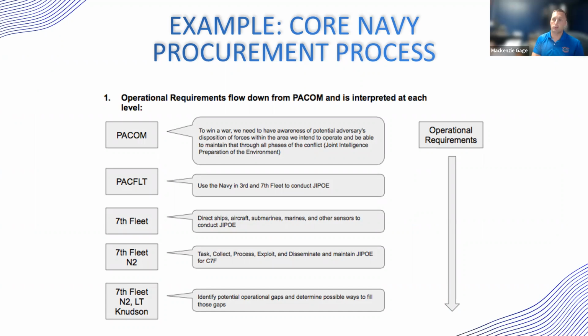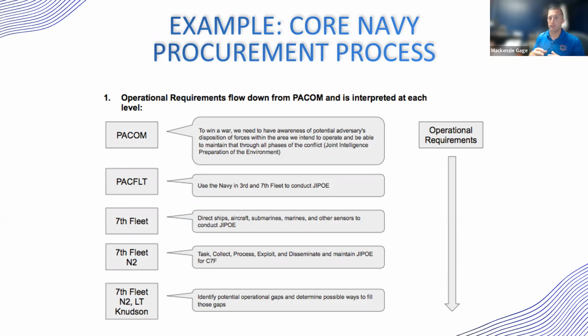If you remember back to the intelligence cycle, during the planning and collection side of things, the commander of Pacific Command has responsibility. If you remember back to the first video, for the entire Pacific Ocean, they need to be aware of what the enemy is intending to do. So that draft goes down to PAC fleet.